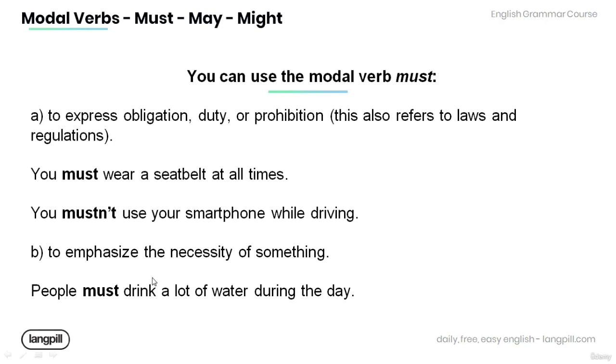B, to emphasize the necessity of something. People must drink a lot of water during the day. Necessity.